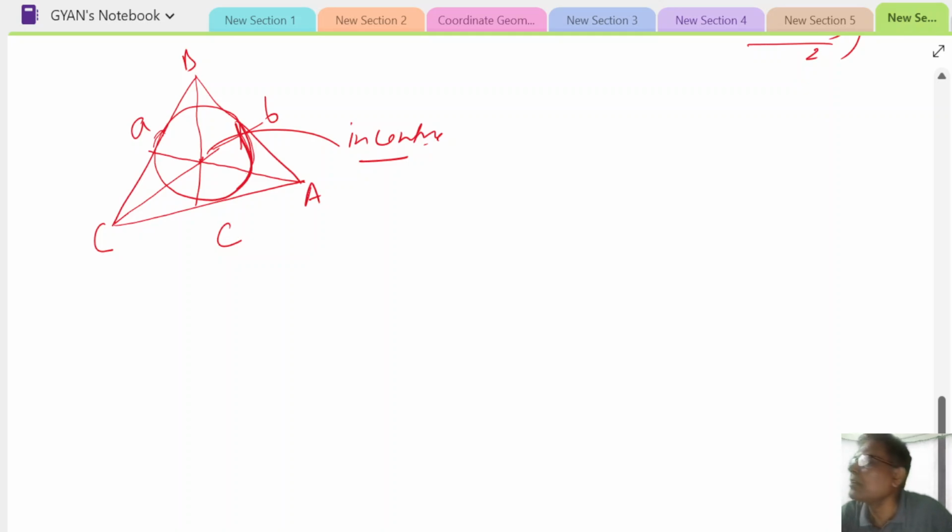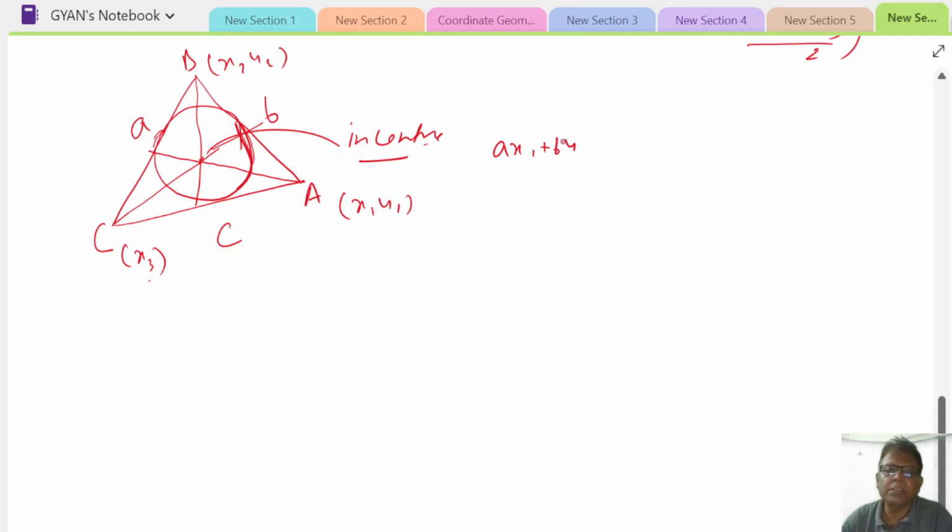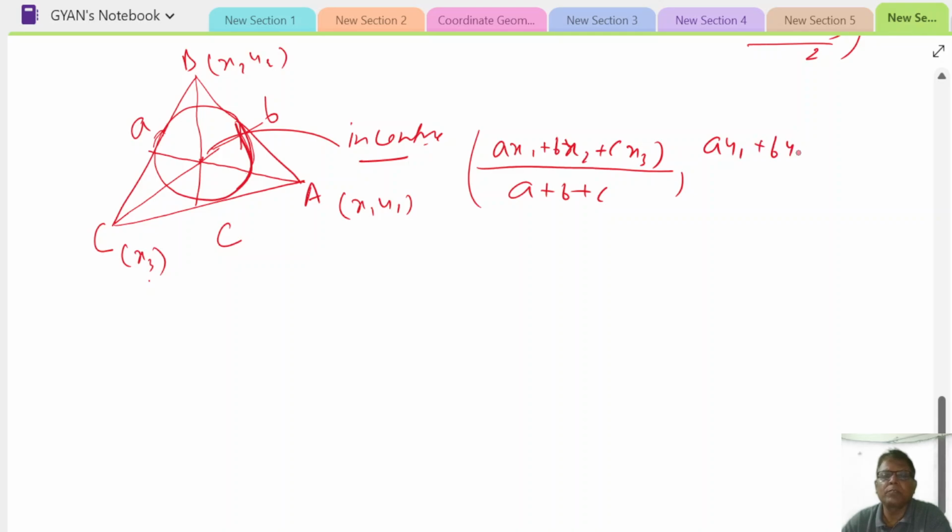The coordinate of incenter will be, suppose this one is (x1, y1), this is (x2, y2), and this is (x3, y3). So this coordinate will be (a x1 plus b x2 plus c x3) divided by (a plus b plus c), and the y coordinate is (a y1 plus b y2 plus c y3) divided by (a plus b plus c).